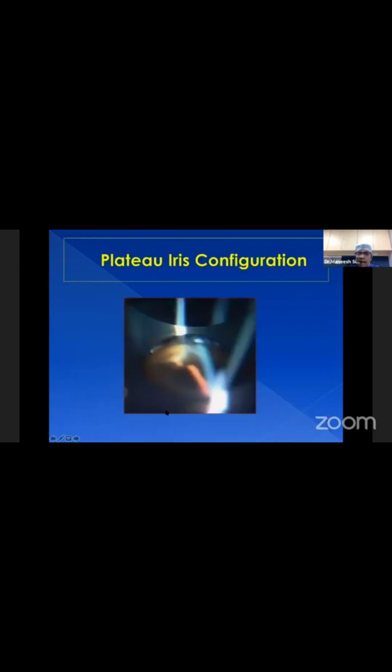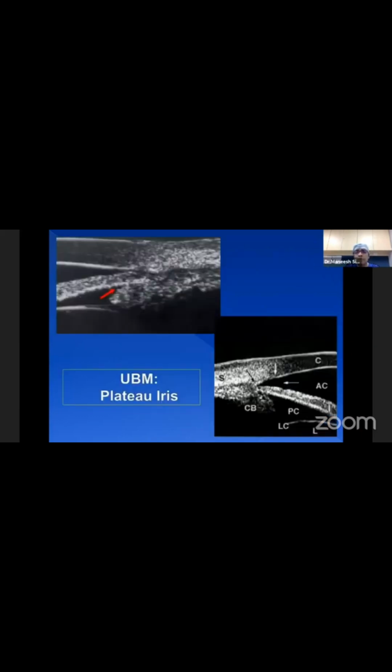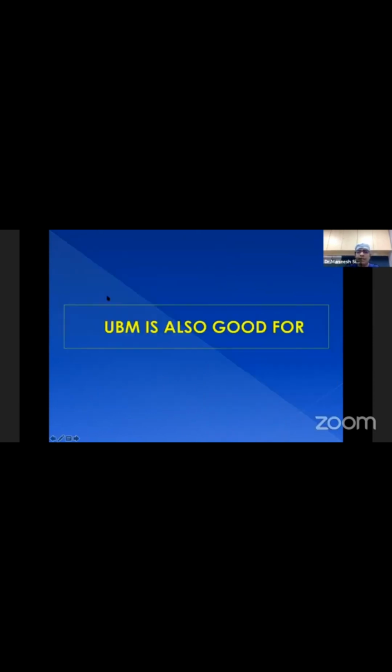In plateau iris syndrome, even after iridotomy, sometimes the angle will not open up. You may need to compress. In these cases, often you see this typical double hump pattern or a sine wave sign, which indicates a plateau iris configuration. Here comes the role of imaging also. UBM is a very good tool to confirm plateau iris because it can show these anteriorly positioned ciliary bodies.